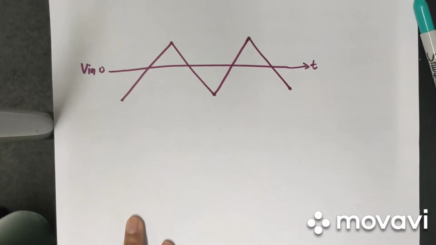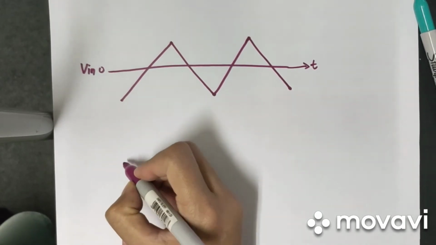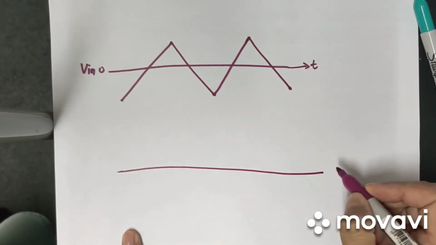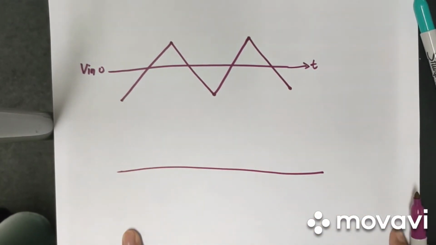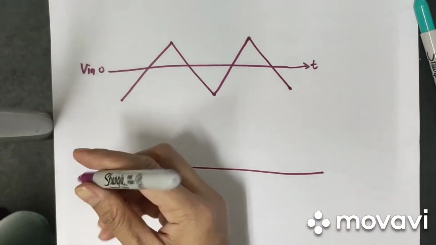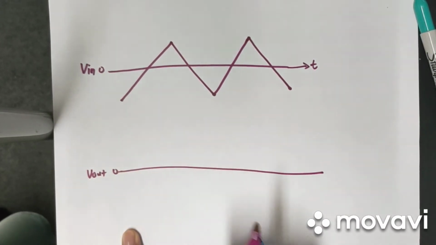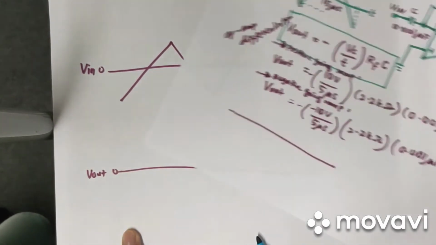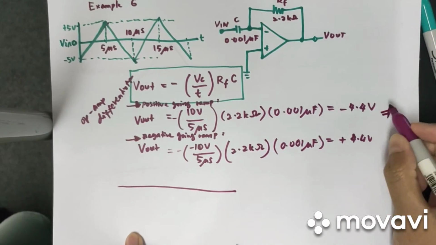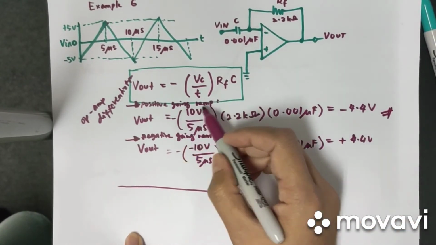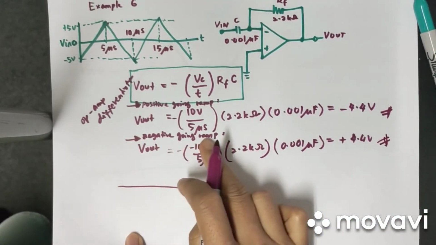Okay, now we are going to draw the output waveform. Just let it be like this, straight line. Now this is the V out, 0. We have found out just now, this is the V out, -4.4 for the positive going ramp and +4.4 for the negative going ramp.